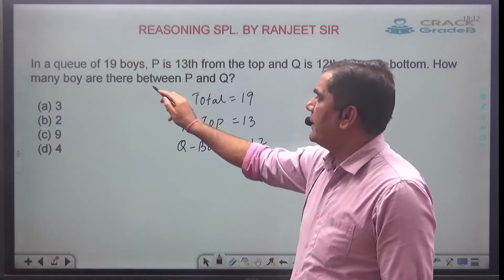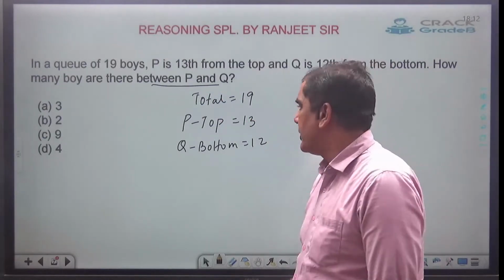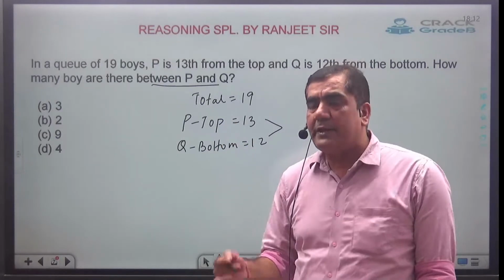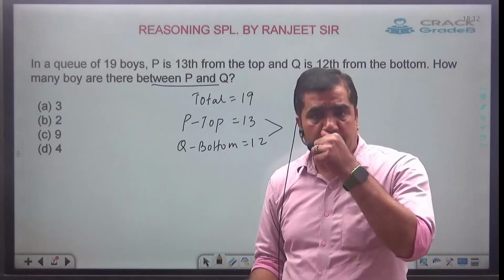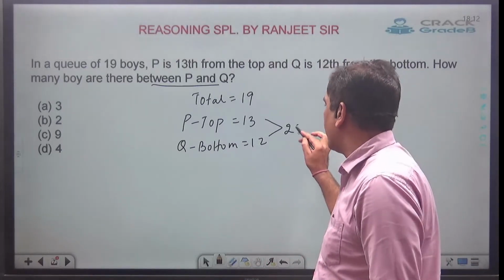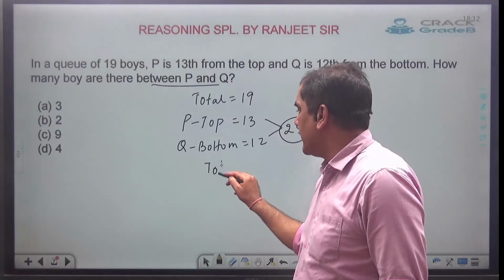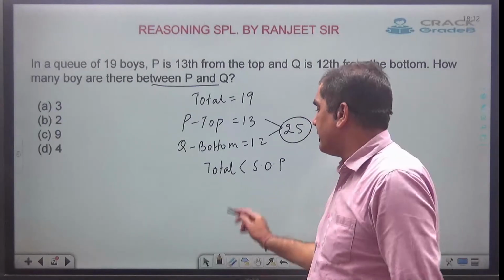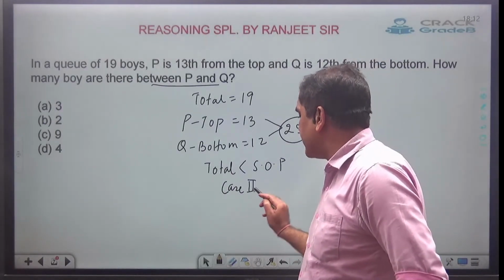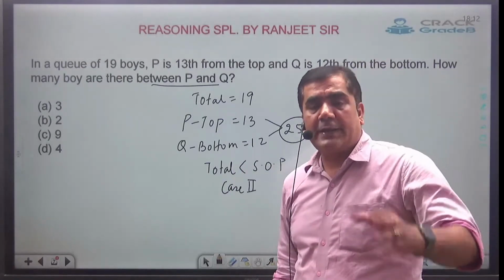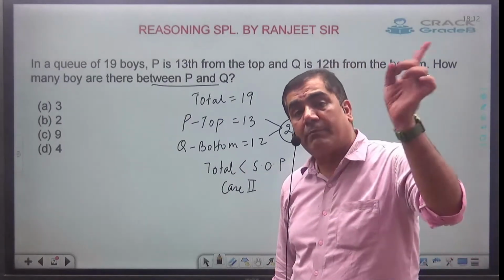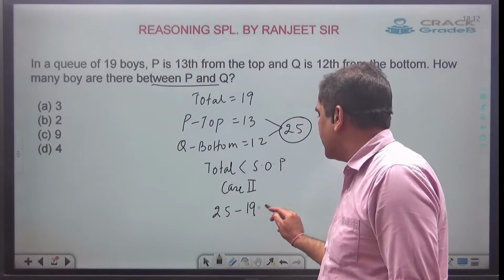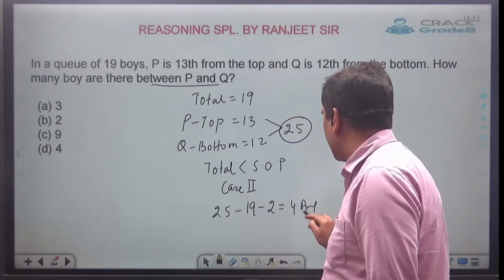Now again here you have to find number of students in between P and Q. So between P and Q, simply add these two numbers as positions are given from opposite direction. Whenever they give positions from the opposite direction, in order to find case 1 or case 2, simply add the numbers. Comes out to be how much? 25. Now here straightaway I can see total is less than sum of positions. So whenever total is less than sum of the positions, it will be case number 2. And in case number 2, how to find in between? Subtract smallest from highest number, but subtract 2 also. So here I will say it will be 25 minus 19 minus 2 comes out to be how much? 4. So answer is 4.